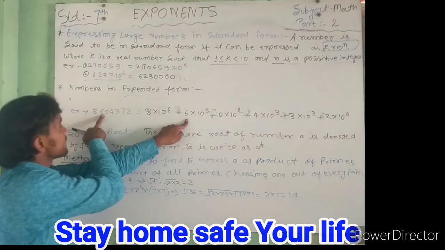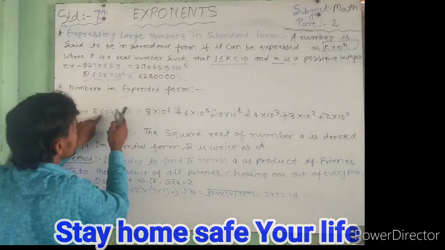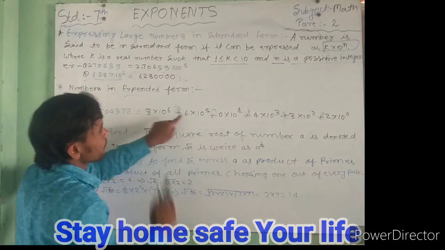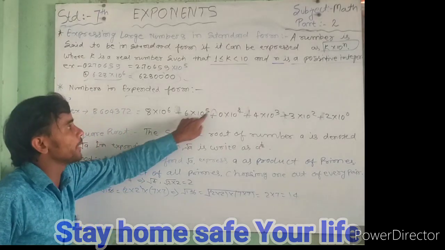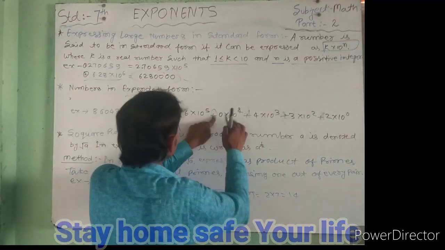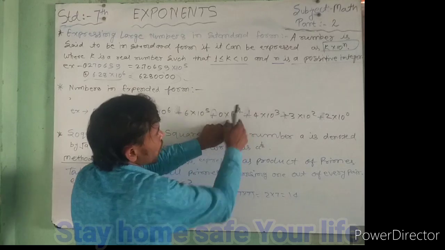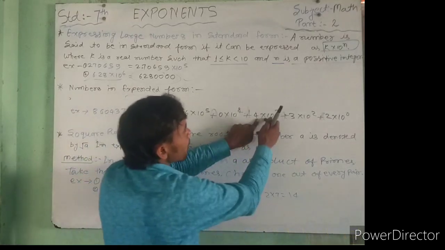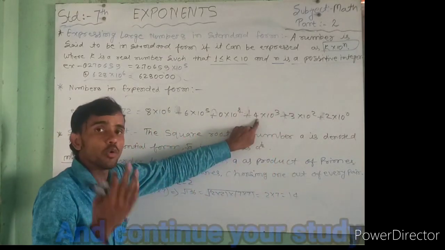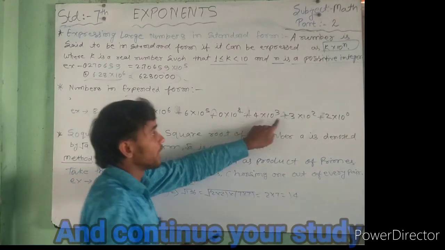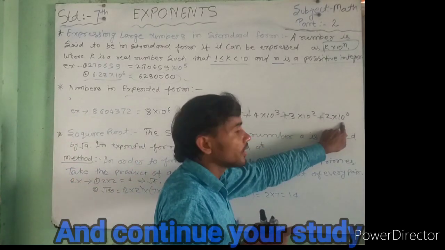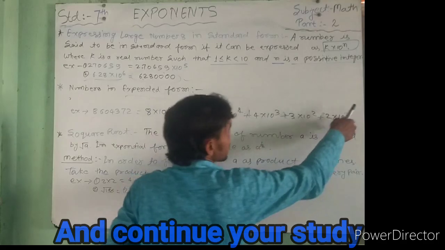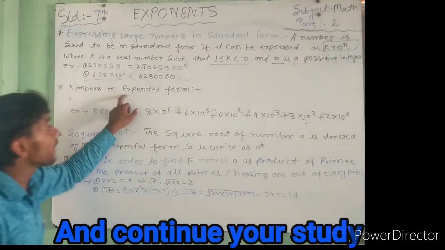Next here, next digit 6. And how many digits left? 1, 2, 3, 4, 5. So you multiply 6 by 10 to the power of 5. Next here you count, next digit 4, 10 to the power of 4. Next here 4 to the power of 3. It means how many digits are left after 4? 3 digits. And next here 2 digits. And next here 0, 1 digit. So that's your answer of expanded form.